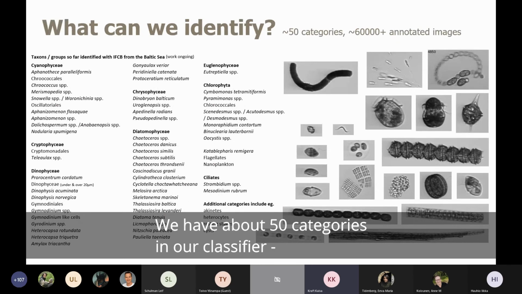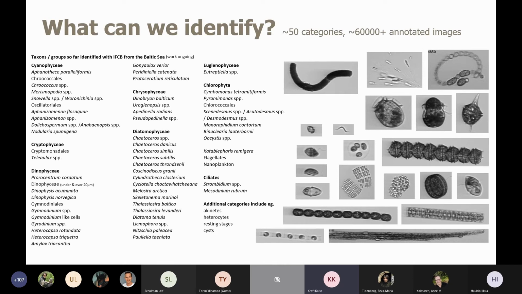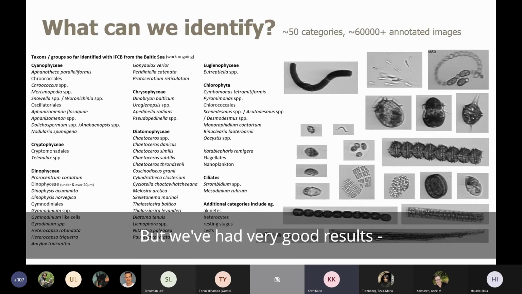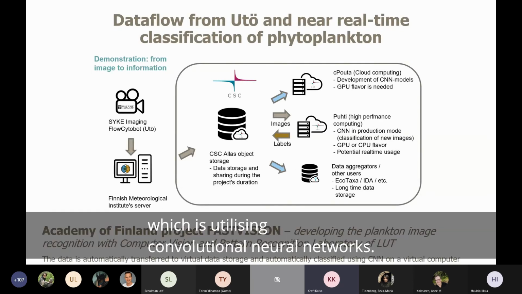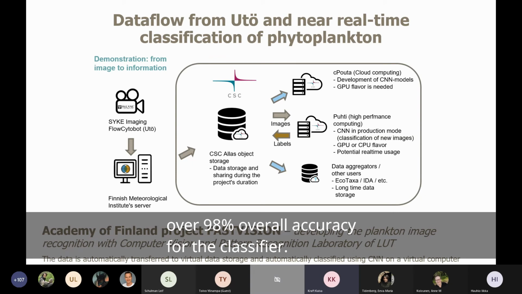So we have about 50 categories in our classifier and 60,000 plus annotated images. Of course, not all the classes work very well, but we've had very good results for all the classes as well, especially with our new method, which is utilizing convolutional neural networks. We've had over, if I remember correctly, 98% overall accuracy for the classifier.